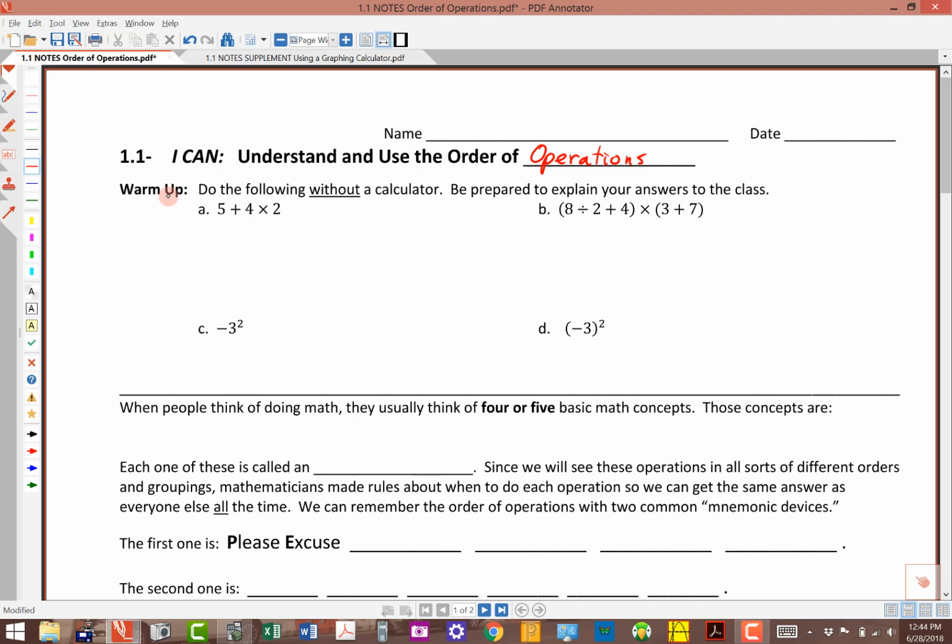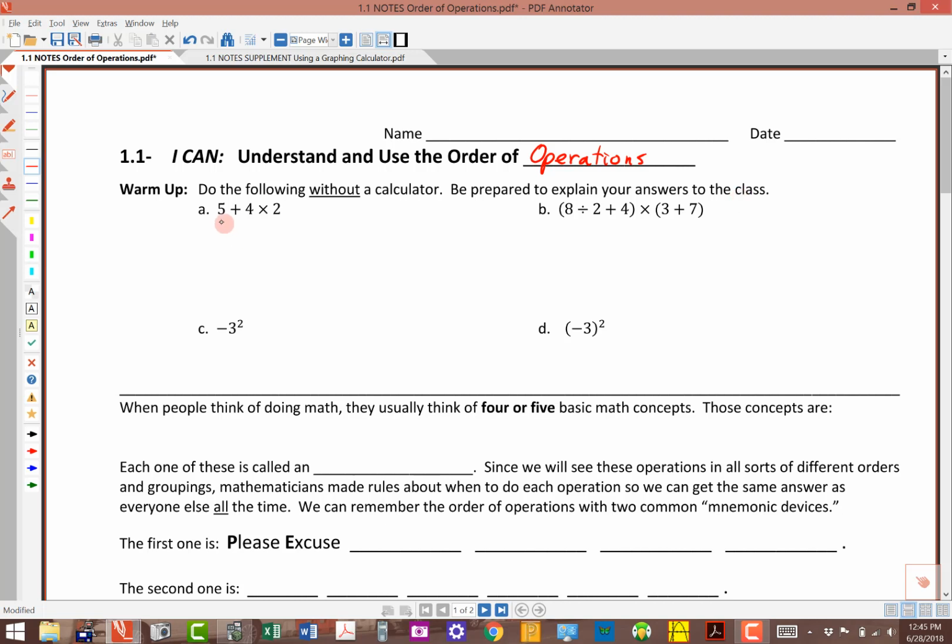But on this one, I'm going to read the instructions, and then if you want to pause the video for a second and see if you can get these right, that would be awesome. So do the following without a calculator. Be prepared to explain your answers to the class. So go ahead and pause it, see if you can get these right, and I'm going to continue in just a second.